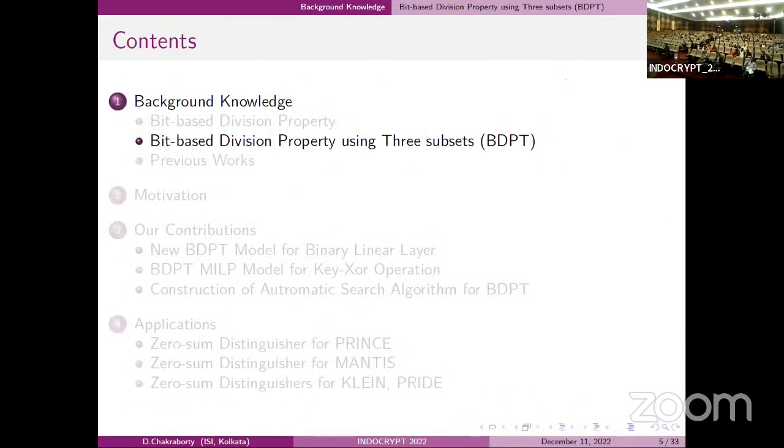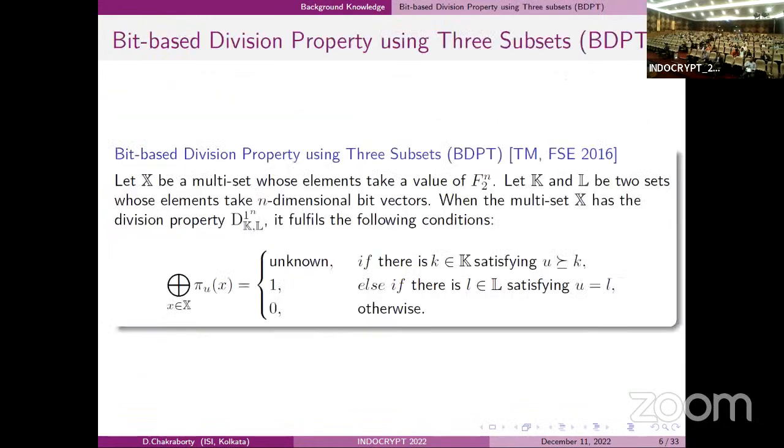In that same work, Todo et al. at FSE 2016 proposed another concept called bit-based division property using three subsets. The name says it all: somehow, like the previous one where we divided the F2^n space into two parts, here we are dividing the F2^n space into three parts. So how are we doing this? X is a multi-set whose values are in F2^n, and here we define the property using two sets, K and L, which are subsets of F2^n, and for this multi-set X I define some property KL.